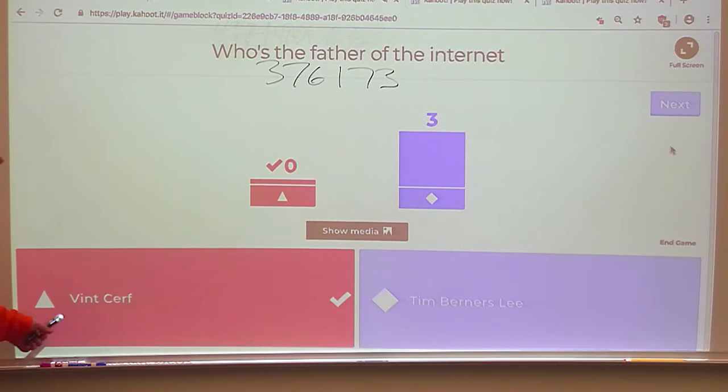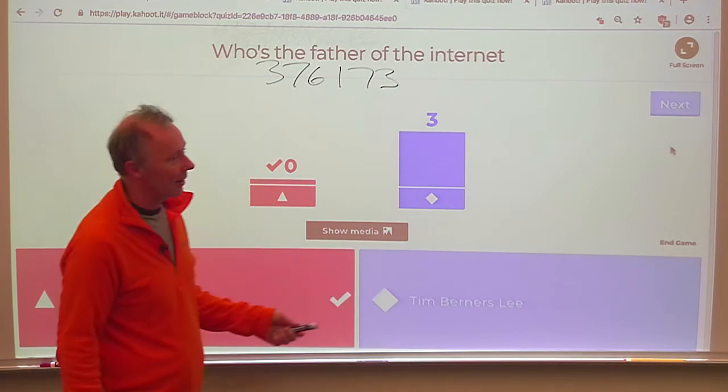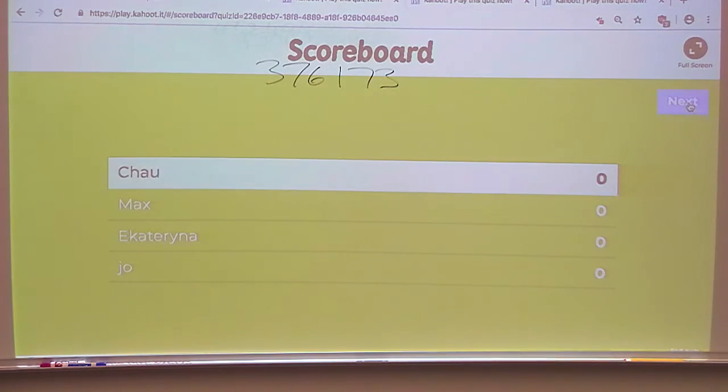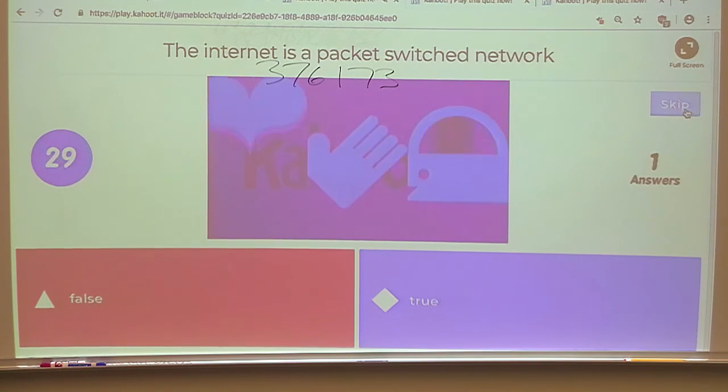So Vint Cerf. Remember, Vint Cerf was key in creating the TCP/IP protocol, which allowed computers to interchange data with each other. So he'd be the father of the internet. Tim Berners-Lee would be the father of the World Wide Web, which remember is not all there is on the internet. He's also a generation after Vint Cerf. The internet is a packet switch network. True or false?